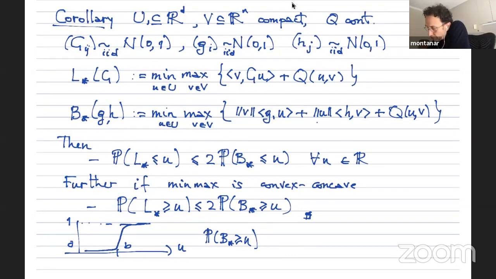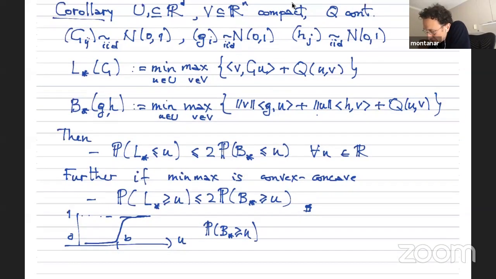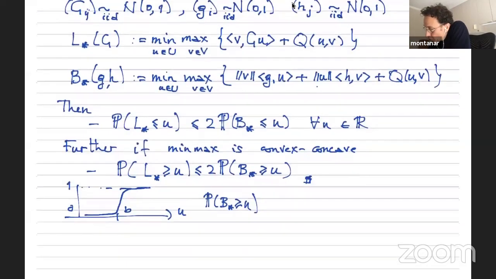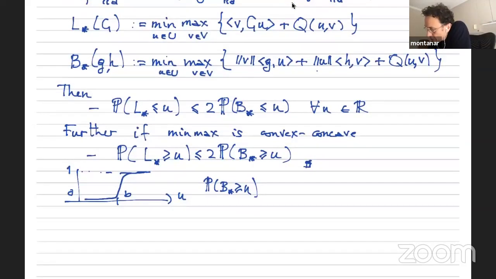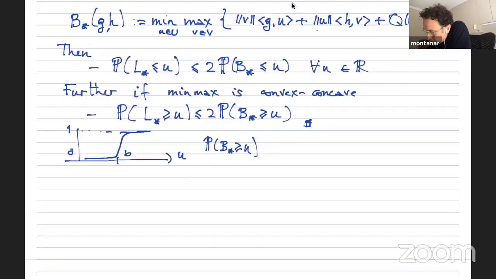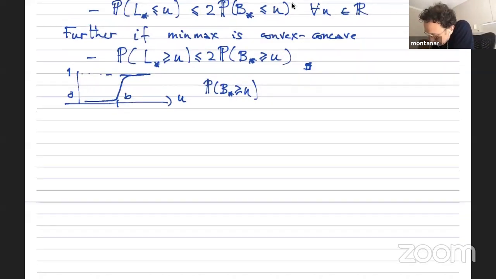The only thing that we have to check to apply Gordon is that the covariances are in the right order. The covariances of the two processes, where this Q plays the role of the constant Xi. The only thing that I have to check is that the covariances are in the right order. And okay, I'll do this exercise quickly.